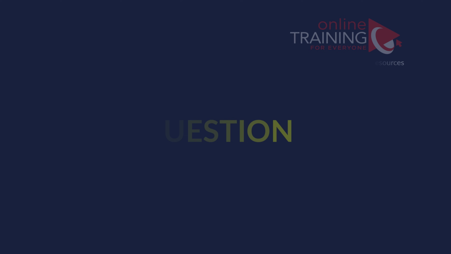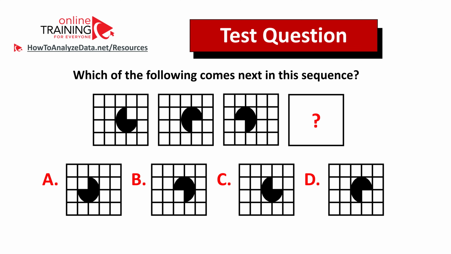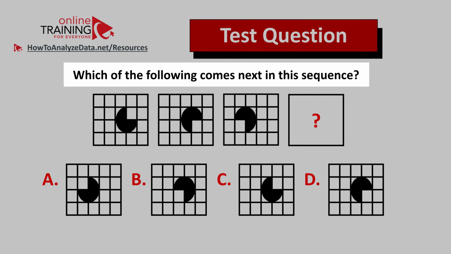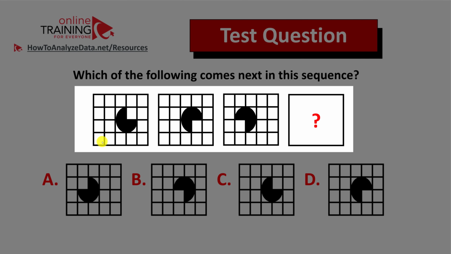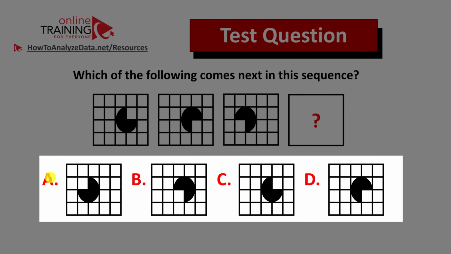Let's look at the interesting question which tests your visualization as well as analytical skills. Which of the following comes next in the sequence? You have a sequence of 4 by 5 rectangles, and each rectangle contains a pie inside of the rectangle. Figure 4 is missing, and there are 4 different choices for you to select from. Choice A, B, C, and D.